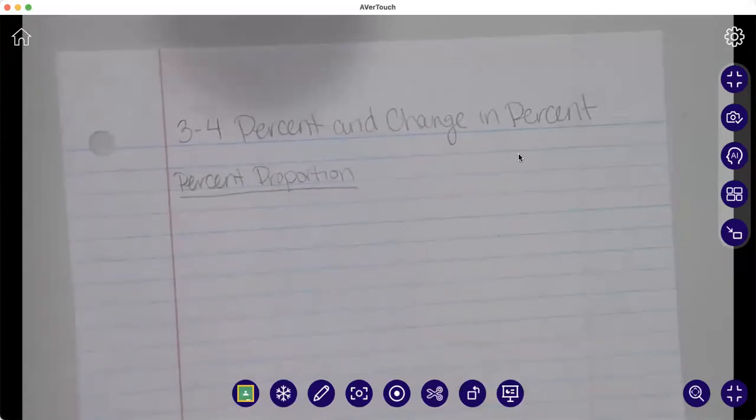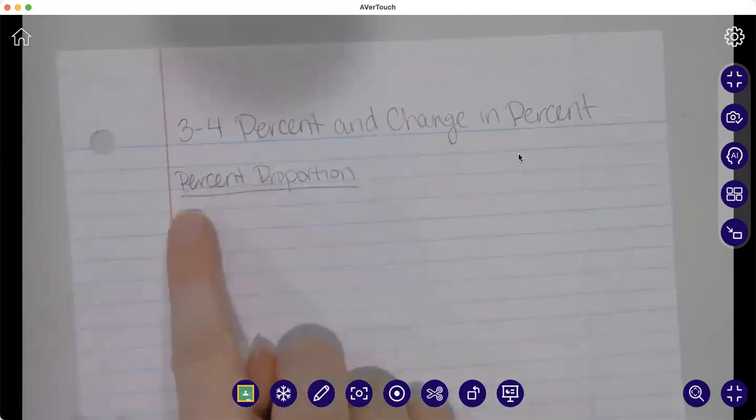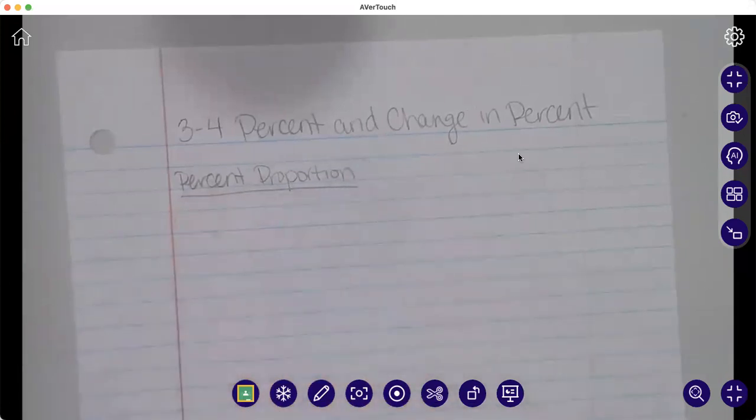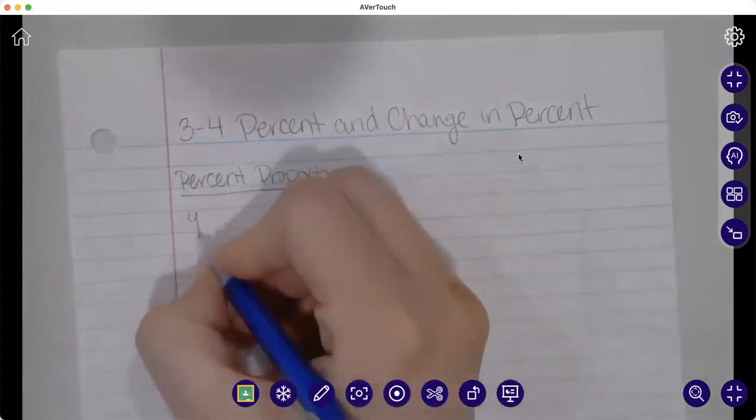Today we're going to cover percent and change in percent. And in order to do our percent problems, we are going to set up a percent proportion, similar to the proportions we set up in the other lesson.